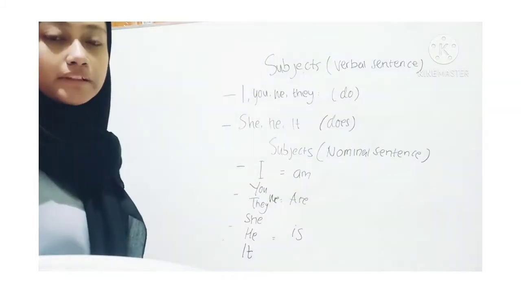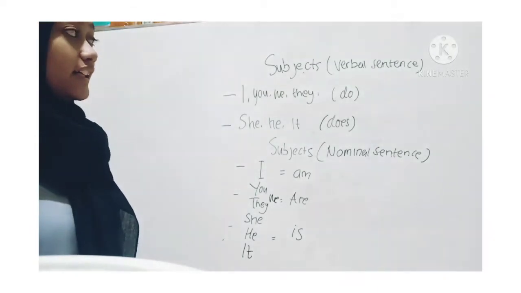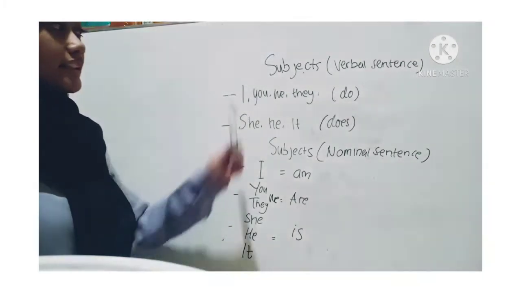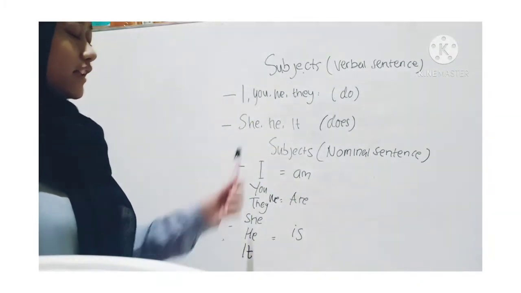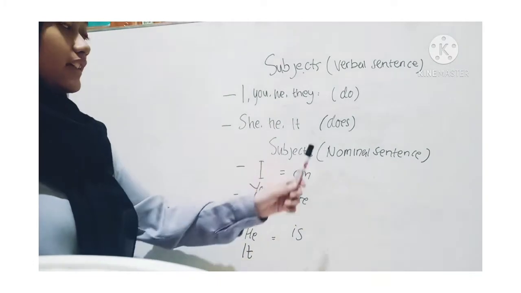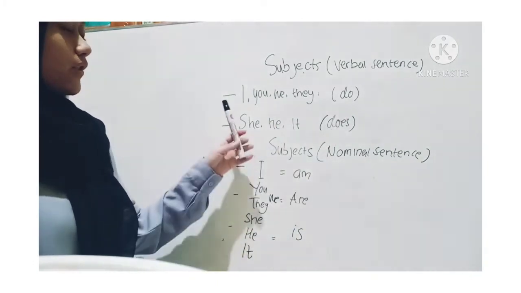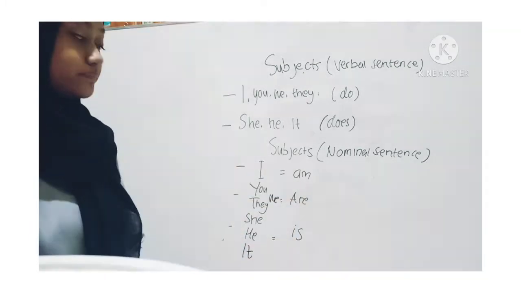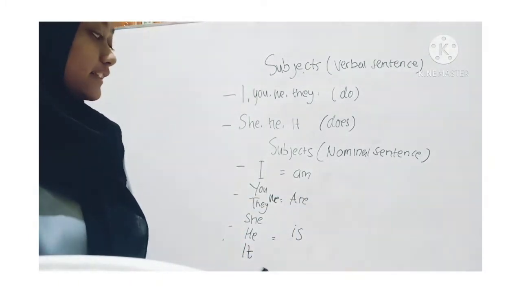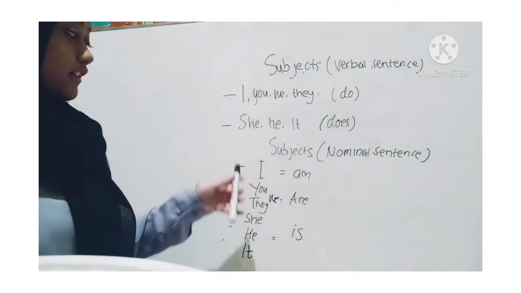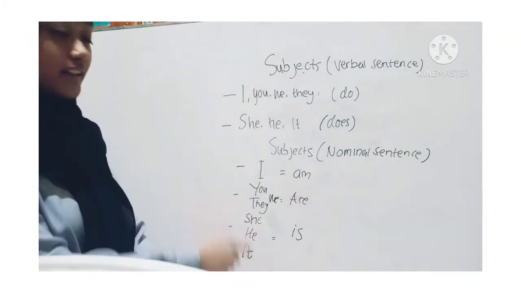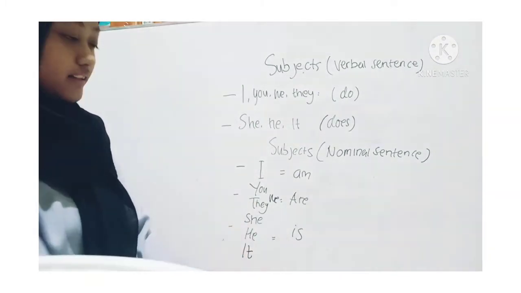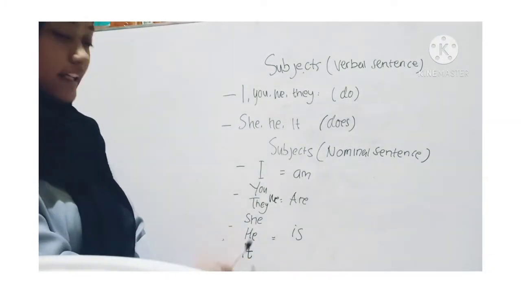Before we come to the formula to create the sentence, it's better for us to know all the subjects in simple present tense. The subjects for verbal sentences here are I, you, we, they, and she, he, it. Do is used for I, you, we, they, and does is used for she, he, it. For the subjects in nominal sentences, we use to be: am is for subject I, are is for subject you, we, they, and is is for she, he, it.